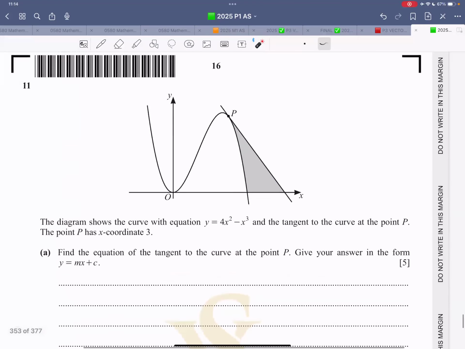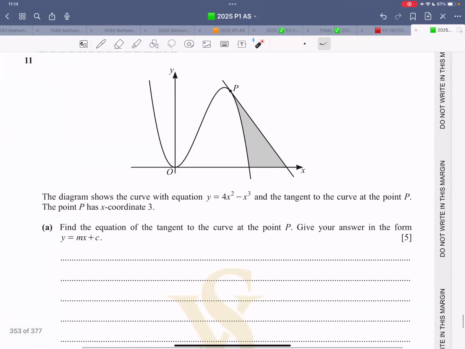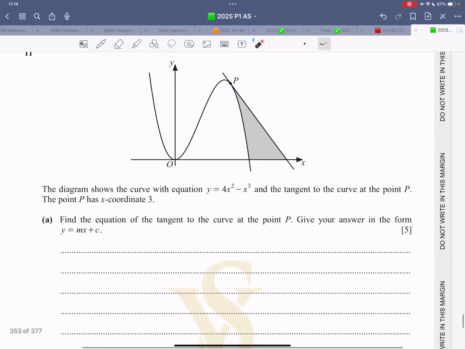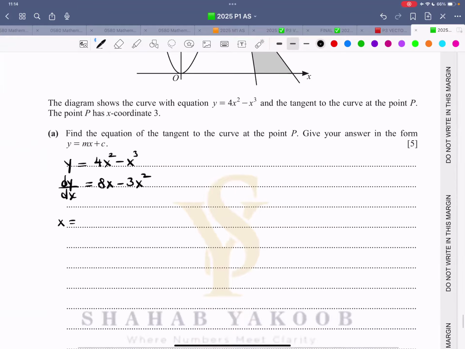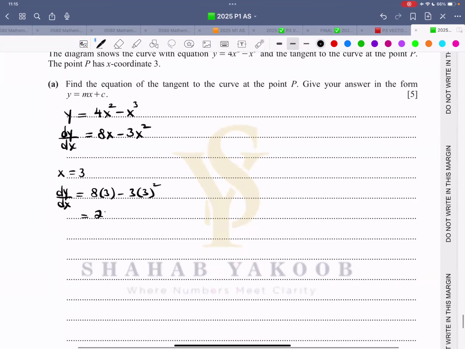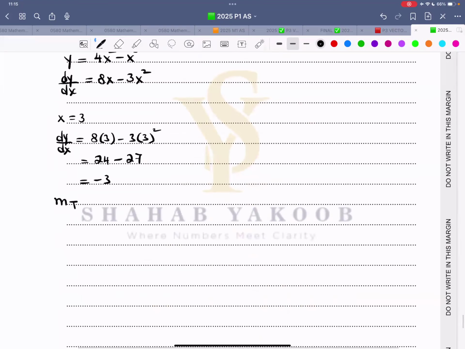So now let's get started with this thing. So now first thing first, that is y is equals to 4x squared minus x cubed. So y is equals to 4x squared minus x cubed, dy by dx, that is 8x minus 3x squared. The x coordinate is 3. When x is 3, dy by dx, that is 8 into 3 minus 3 into 3 square. 8 3s are 24. This is 27. That comes out to be negative 3.